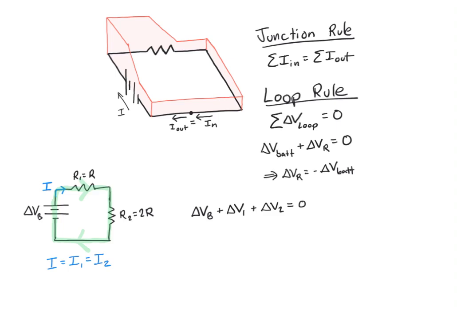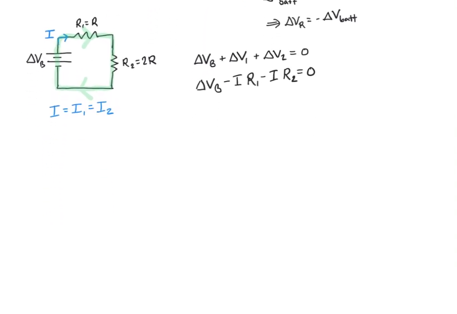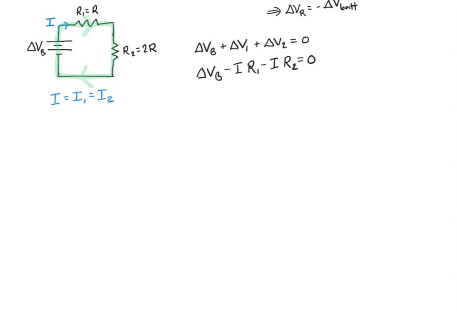We can expand on this loop rule by applying Ohm's law. Ohm's law tells us the potential difference across a resistor in terms of the current flowing through it. So we can replace delta V1 and delta V2 with I1R1 and I2R2. But since the junction rule already told us that the current through each of the resistors must be equal to each other, we can simply replace I1 and I2 with just I. Note that we know the values of R1 and R2, they're given to us, and we know the voltage across the battery, it's given to us. So there's only one unknown left in this equation, the current through our circuit, and at this point, we can actually solve for what it is.